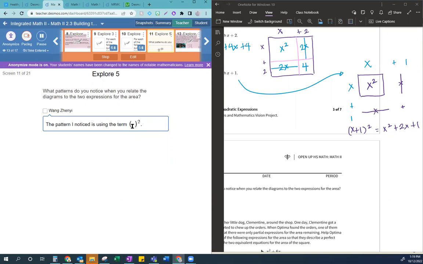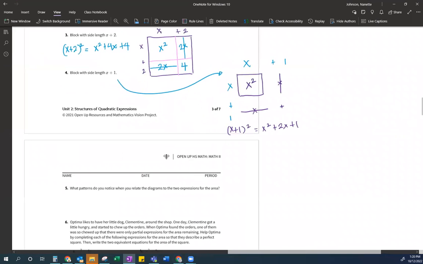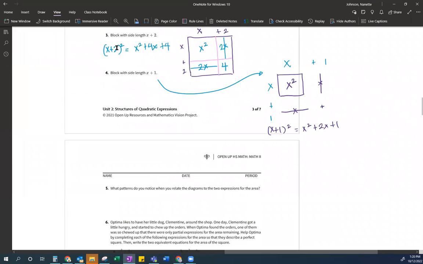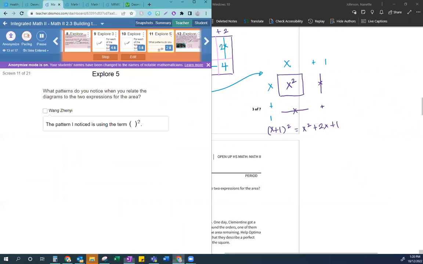Yeah, very good. Someone said, Miss Johnson, I noticed that it's blank squared. Exactly. I see this squared. Let me make this big. I see this squared, Miss Johnson, and I see this being squared. Very good. What else do you guys see? What else do you see? Either tell me in the chat or put your answers up here. It's fine.